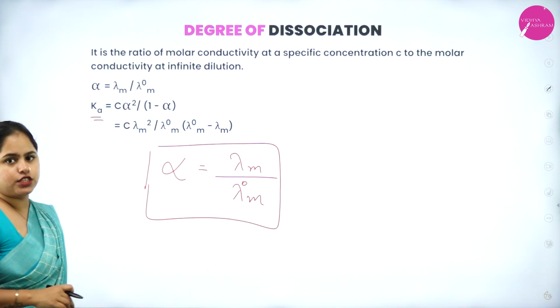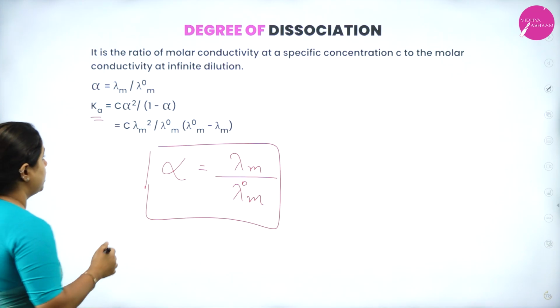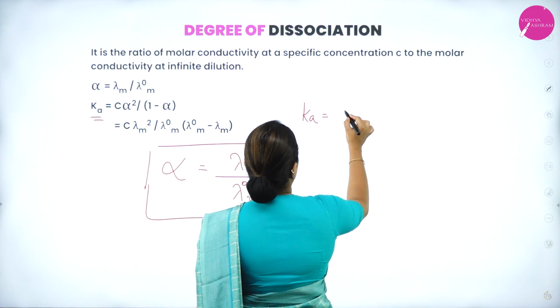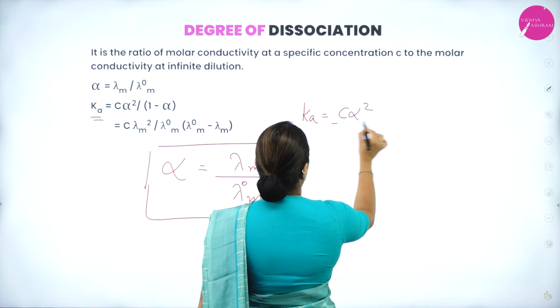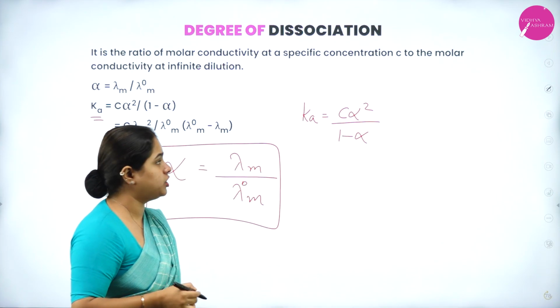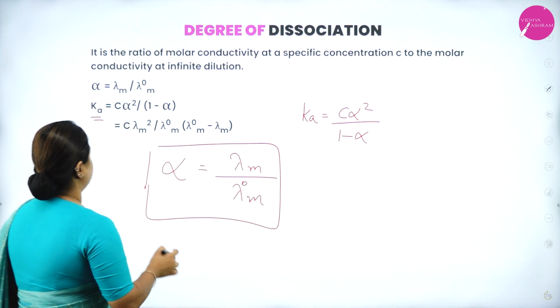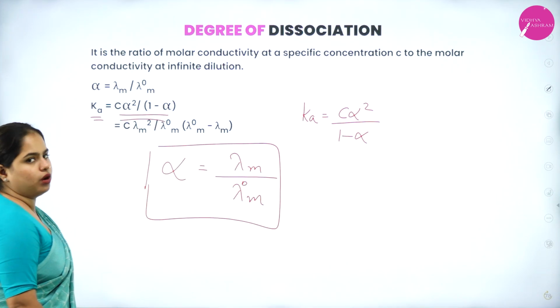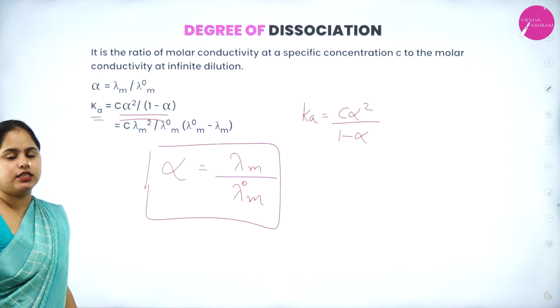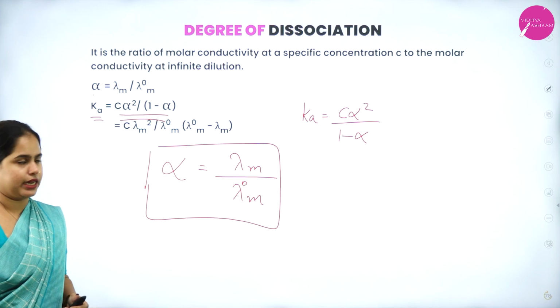And Ka stands for the dissociation constant, which is another equation to remember. It is C alpha square by 1 minus alpha, wherein alpha is the degree of dissociation and C is the concentration. So, you have these two equations which you have to remember. The first one is the degree of dissociation and the next one is the dissociation constant. I hope it is clear, right?